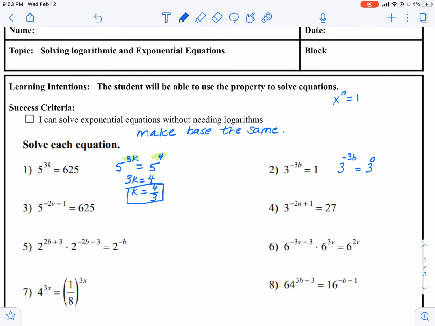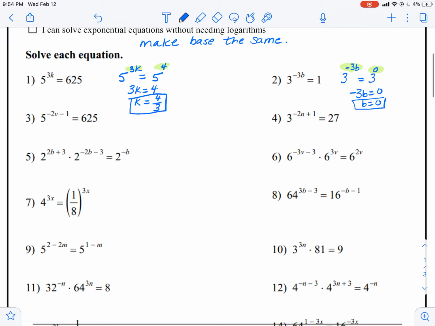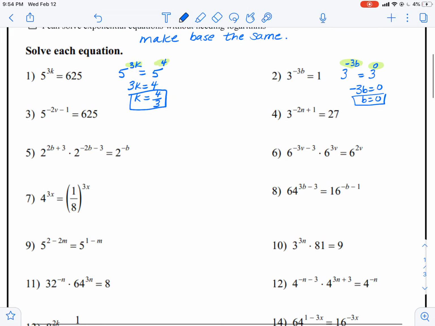Therefore, again, my bases are the same, so my exponents have to be the same. And I get negative 3b equals 0. Therefore, b equals 0. And I'm done. Okay? So I'll leave you the next 2 to do, and then we'll go ahead and talk about number 5.